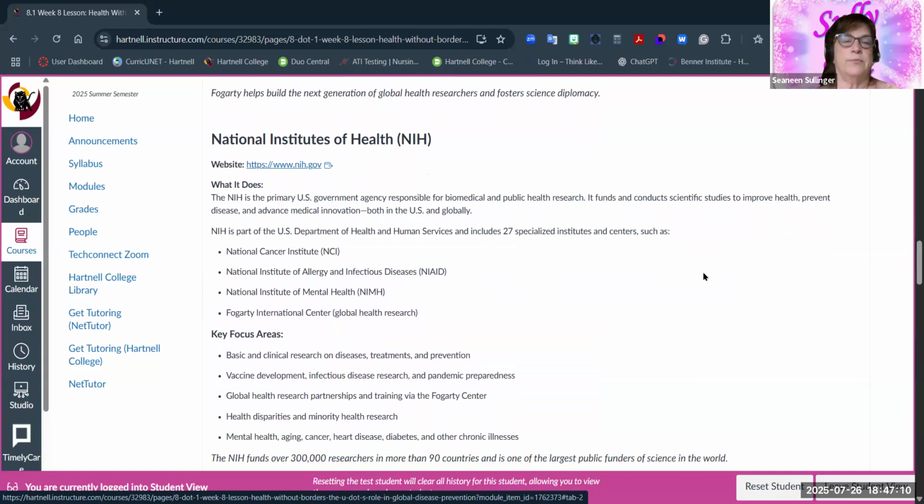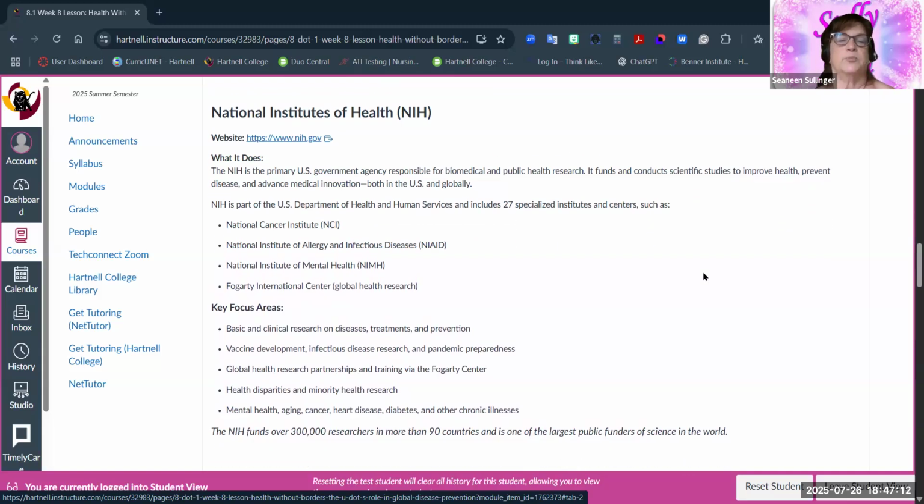National Institute of Health, right? There's the website for that as well. It's the primary U.S. government agency responsible for biomed and public health research. So again, National Institutes of Health research funds and conducts scientific studies on many levels. It's part of the U.S. Department of Health and Human Services, and includes 27 specialized institutes and centers. So it's not just one, it's got all these institutes underneath it.